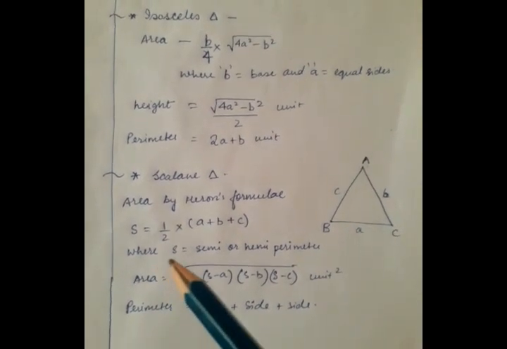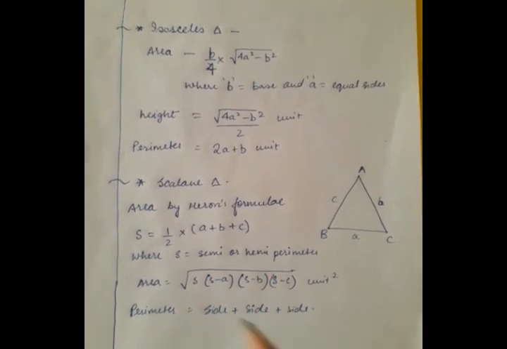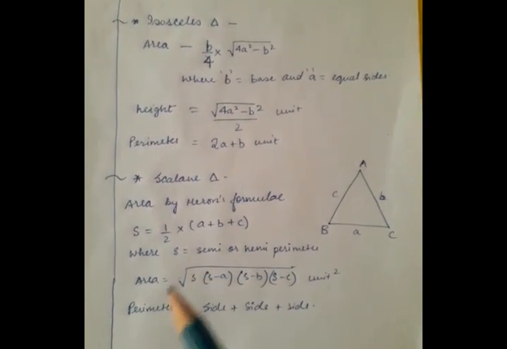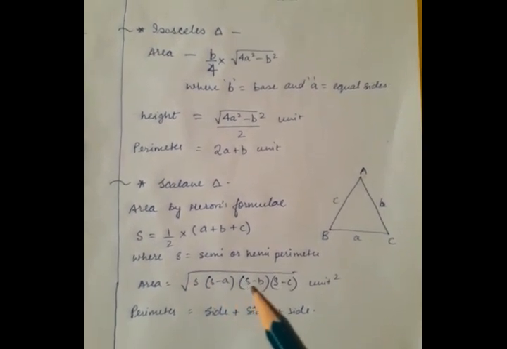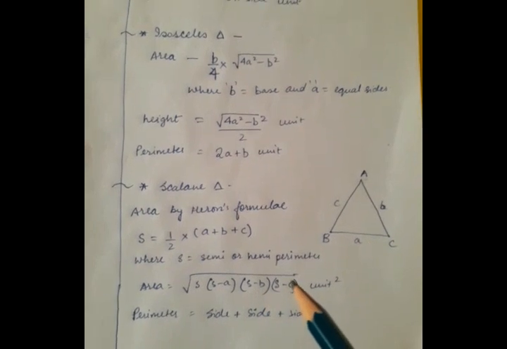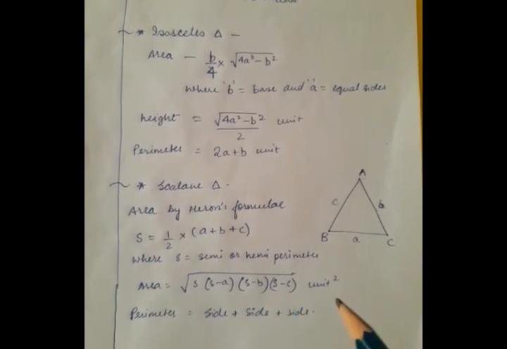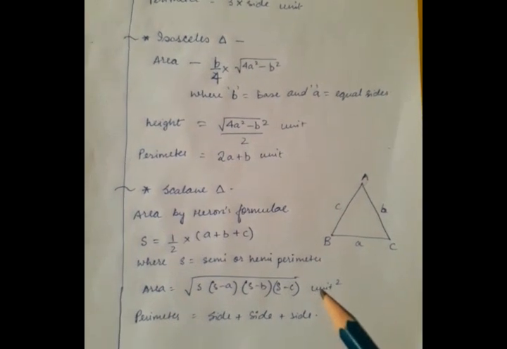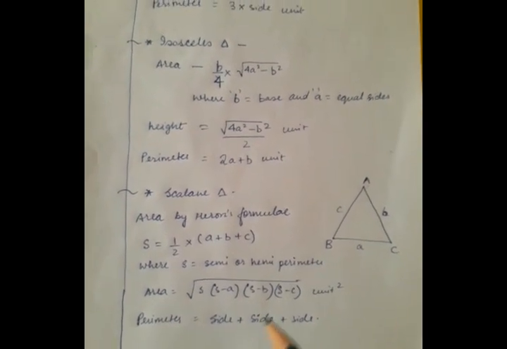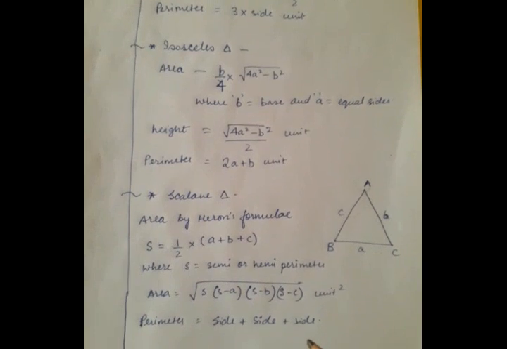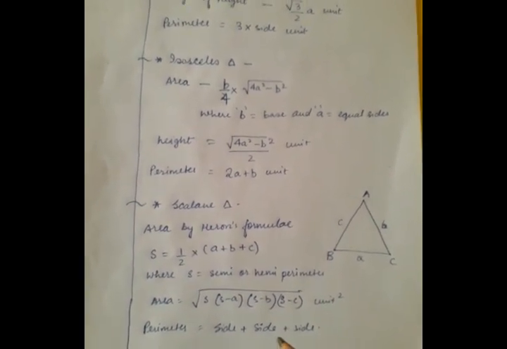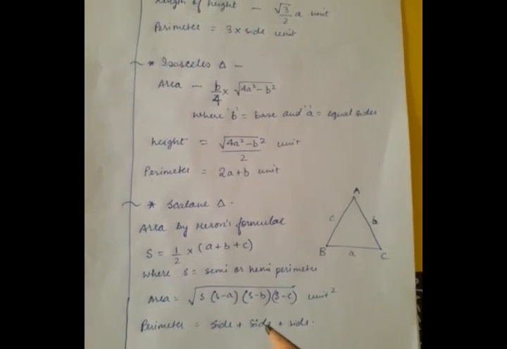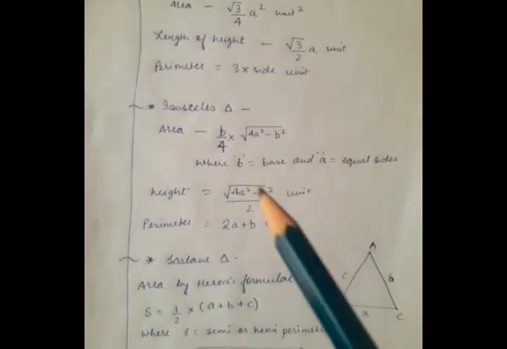So, where S is the semi-perimeter, the area is root of S into S minus a into S minus b into S minus c. So this is the area in square units by Heron's formula. And the perimeter is very clear in a scalene triangle. In any triangle it is side plus side plus side, the sum of the three sides, whether they are equal, partially equal or not equal. Got it? So let's move on to the isosceles triangle.